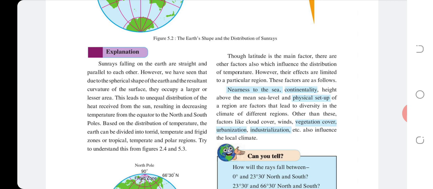The factors are as follows: nearness to the sea, continentality, height above the mean sea level, and physical setup of the region. These are factors that lead to diversity in the climate of different regions. Other factors like cloud cover, wind, vegetation cover, urbanization, industrialization, etc. also influence the local climate.